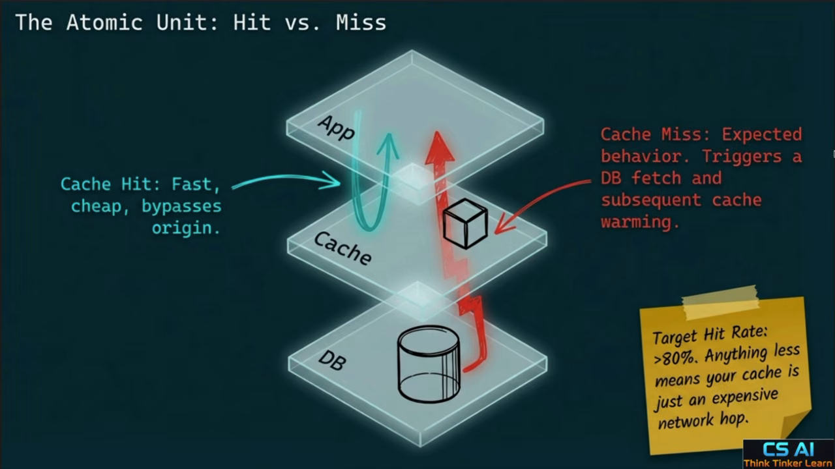Now, here is a critical metric for your system. Your target hit rate should be consistently over 80%. If your hit rate is lower, you are not actually scaling. You are just introducing an extra expensive network hop. If you're below 80%, you're likely adding latency rather than removing it.